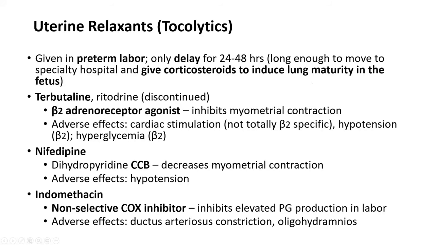Example is terbutaline, which is a beta-2 adrenergic receptor agonist, right? It will inhibit the myometrial contraction. And as adverse effects, you have the cardiac stimulation, right? Because it's not beta-2 specific. It will also promote hypertension and hyperglycemia.